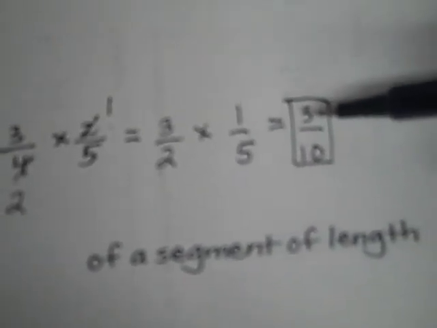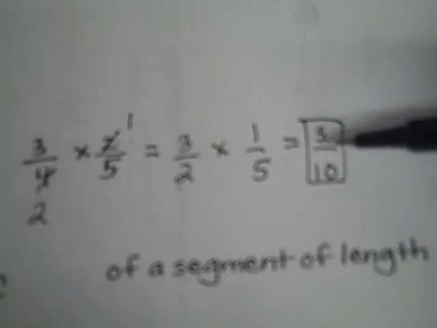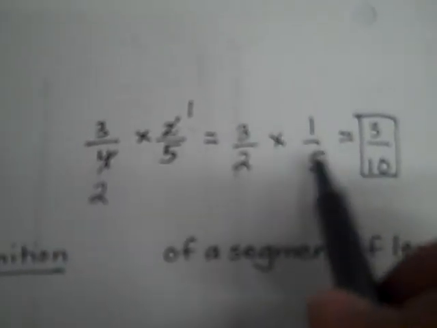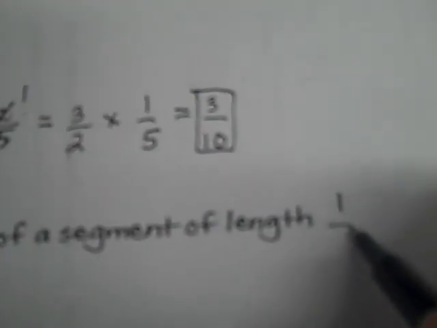Okay? It takes 10 pieces to make a whole, but I don't even have 10 pieces, and they don't have a common factor other than 1. So the definition of 3/4 times 2/5 could have been cross-canceled to be 3/2 times 1/5. So let me do that. The definition is 3/2 of a segment of length 1/5.